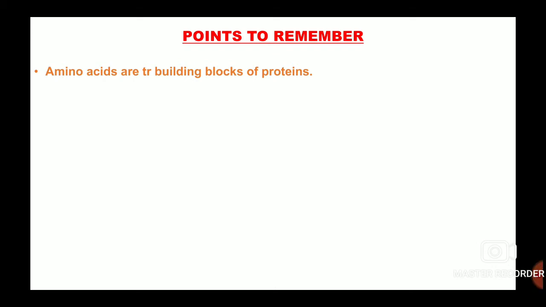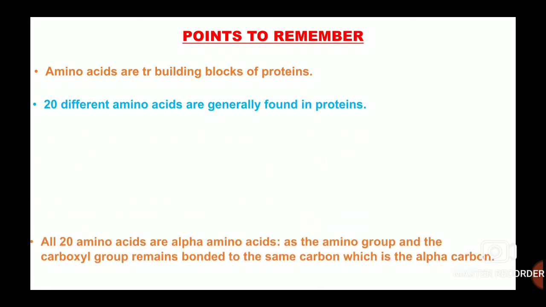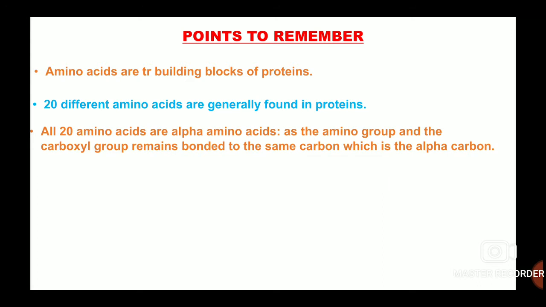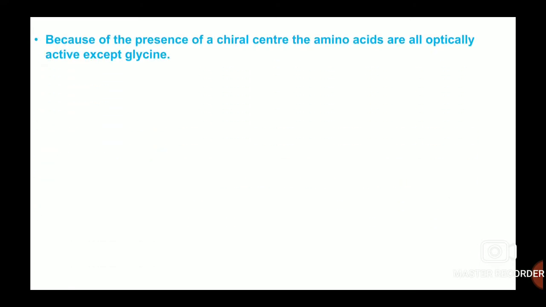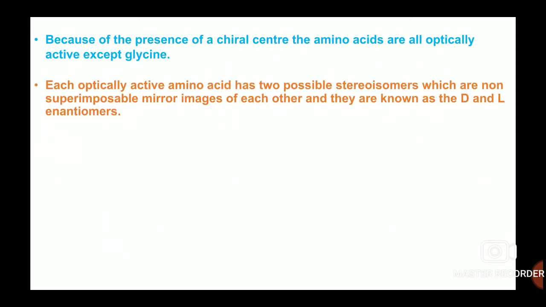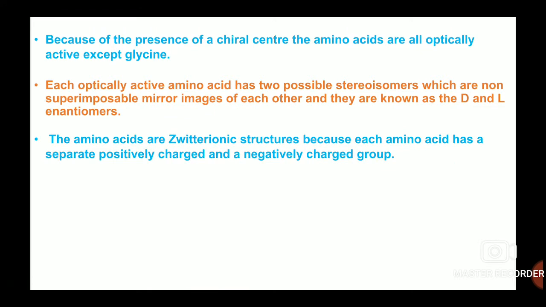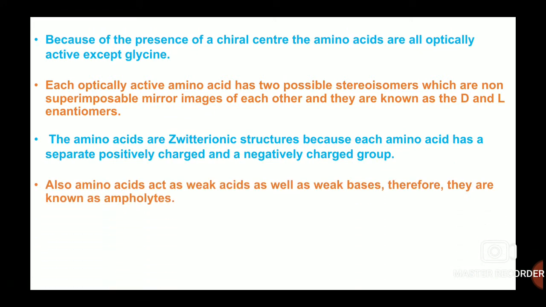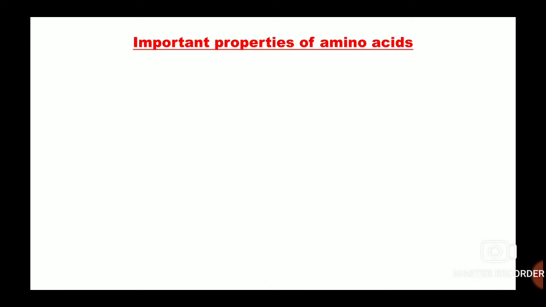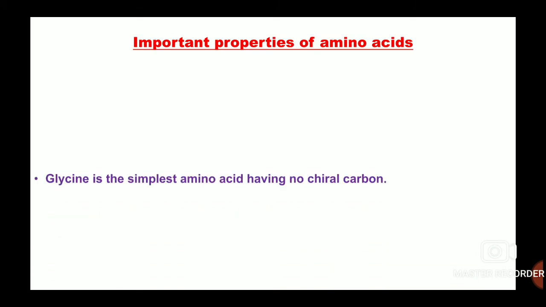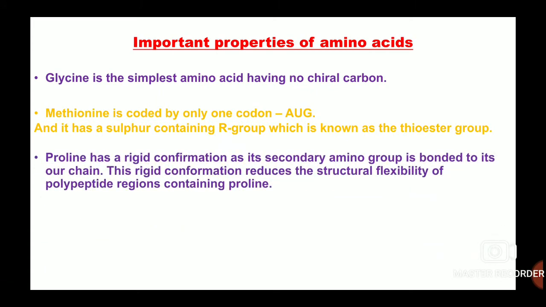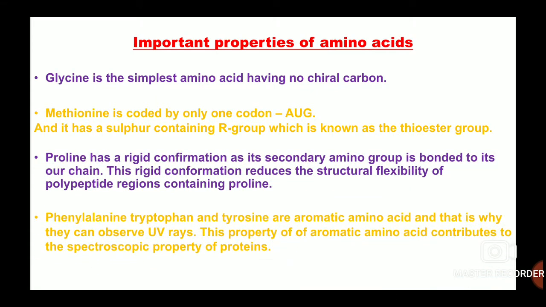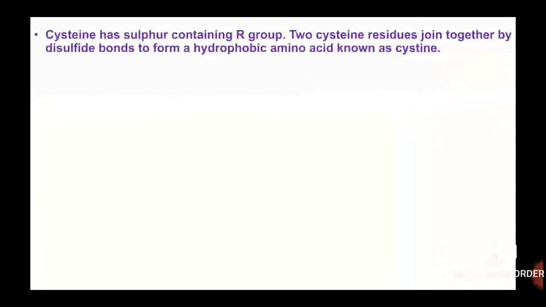Before moving on to the important points about amino acids, let us first understand what are amino acids. So in this video, we are going to have an overview of the structural features of amino acids, and also I will be providing a chart which mentions all the 20 amino acids which are commonly present in proteins along with their structures and the important points of each and every amino acid.